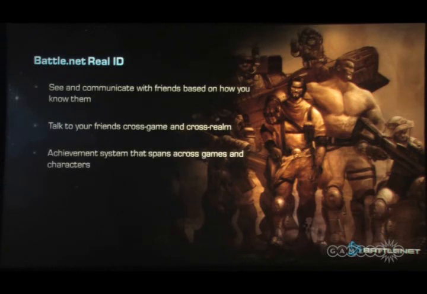Another thing that we can do is also have an achievement system that spans games and characters. So at that point, I think there's probably a lot of people in the audience, and myself included, who invest all this time in the achievements of one character, and then don't want to go on to another character because I don't want to start doing all that achievement work again. Well, once we have Real ID, you're going to be able to see an achievement score for your entire account. And then you don't feel that pressure of staying on the same character because you already did all those achievements.